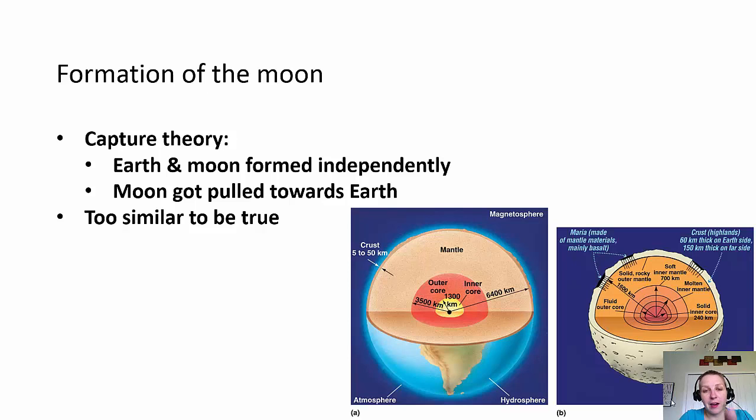Okay. However, the rocks that make up our mantle and crust are the same rocks that make up the moon. So why are the rocks exactly the same? They're too similar to be true.